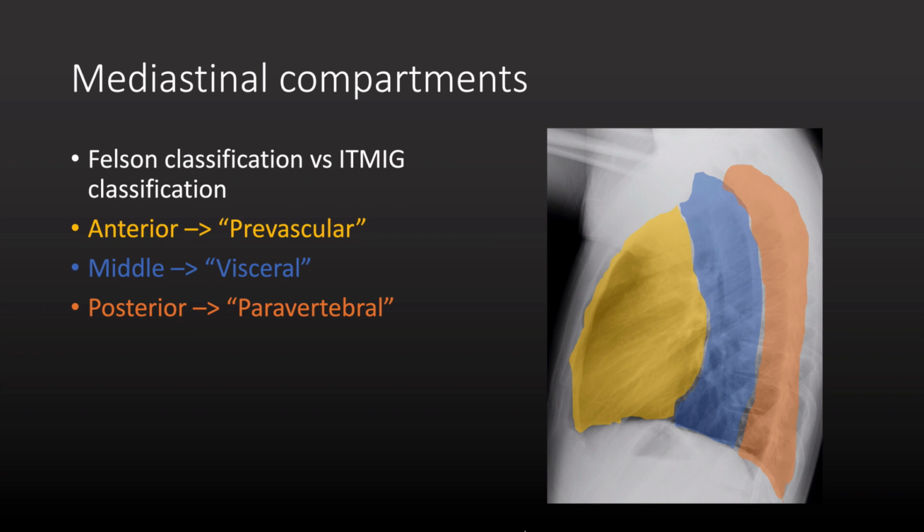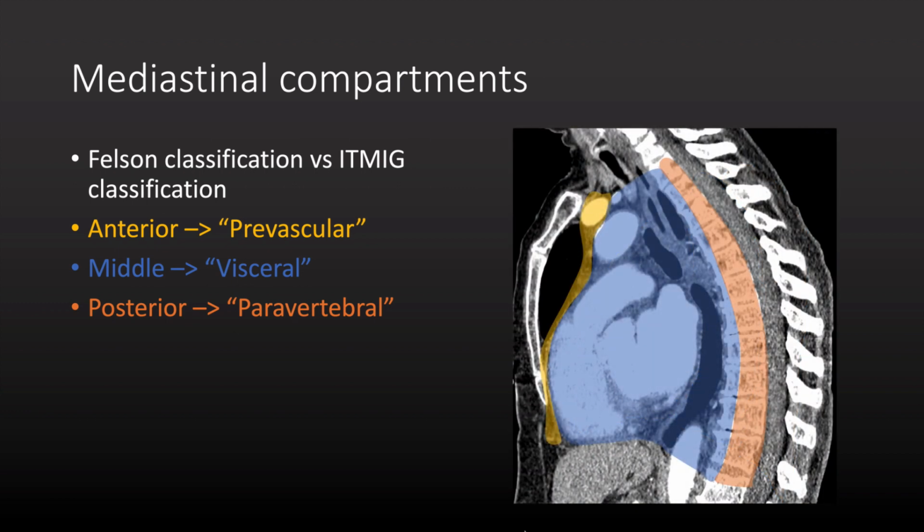Here is the Felson classification, which is the classical classification that people used to use based on the chest radiograph. But we'll transition here to the ITMIG classification, which is the currently accepted classification scheme, which is based on CT, which is where we're really evaluating our mediastinal masses primarily. So we have three compartments: the anterior or prevascular compartment, which is basically where the thymus or thymic residua is located. So we're anterior to the heart, anterior to the brachiocephalic vein, in what is typically composed of fat here, or is just simply absent in most adults.